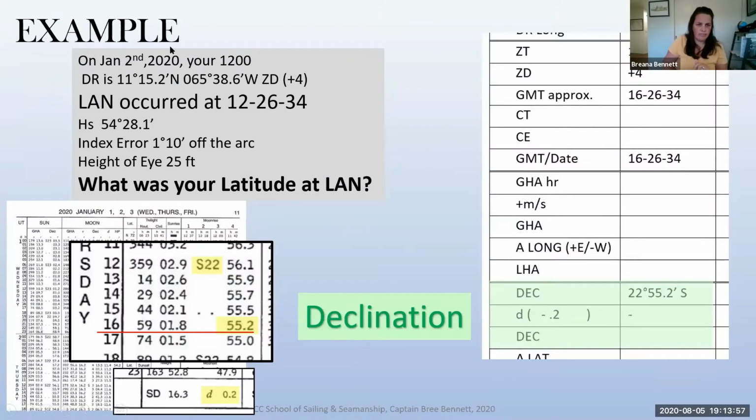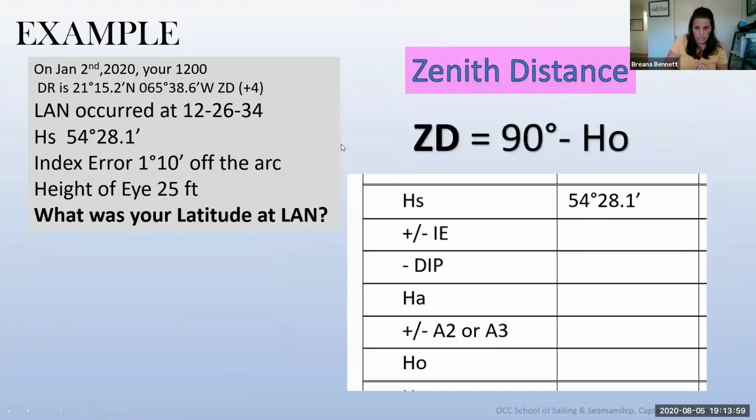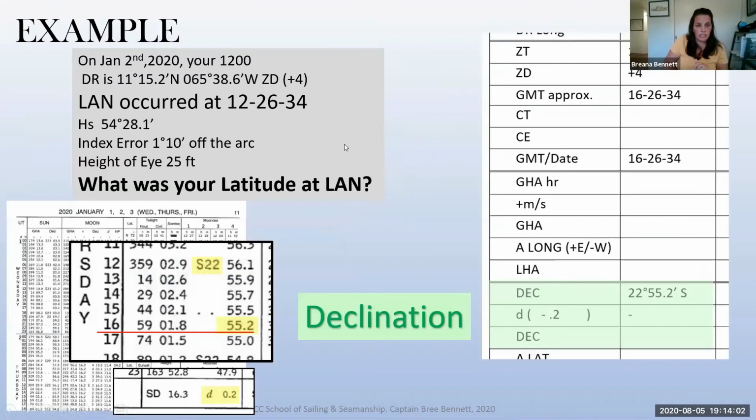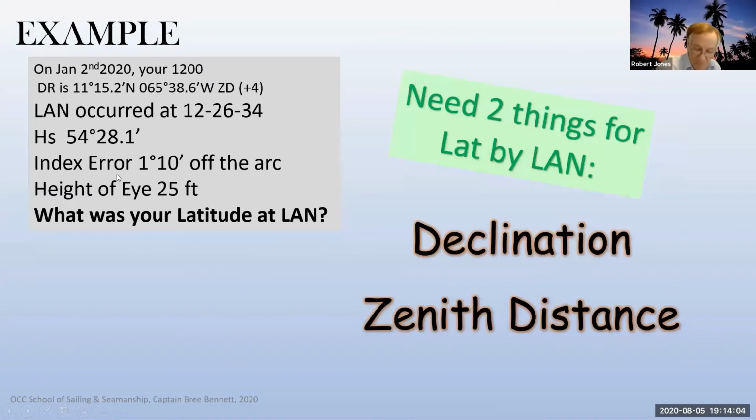Hold on a second. Where do I get my HO? Oh, it was here. Okay, so LAN occurred for me at 12:26:34. I had a sextant altitude of 54 degrees, 28.1.